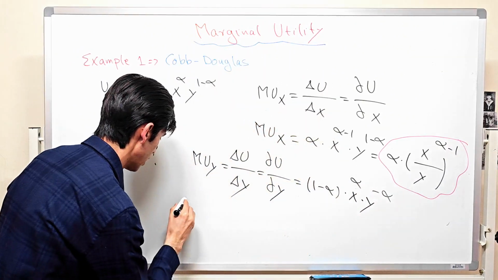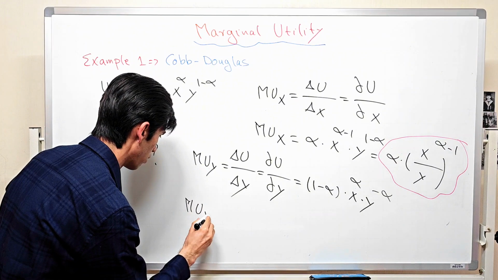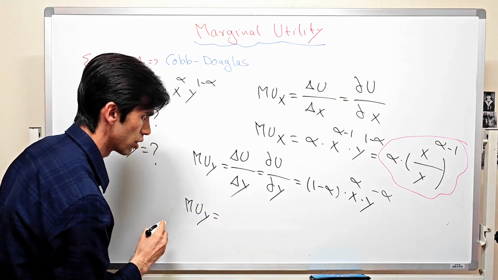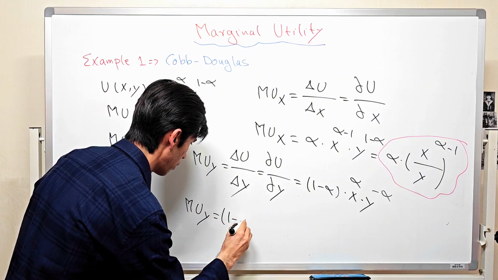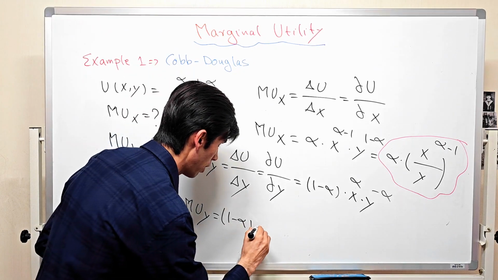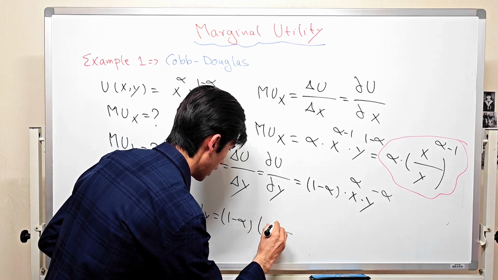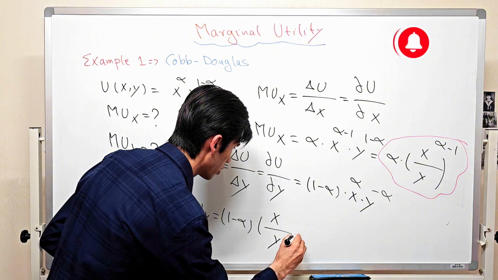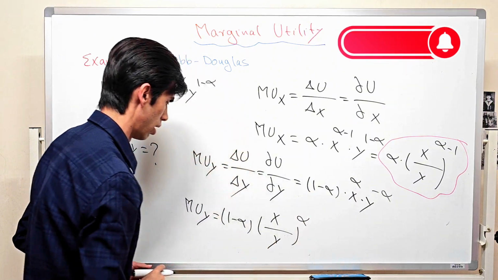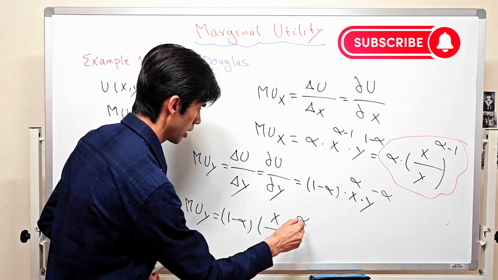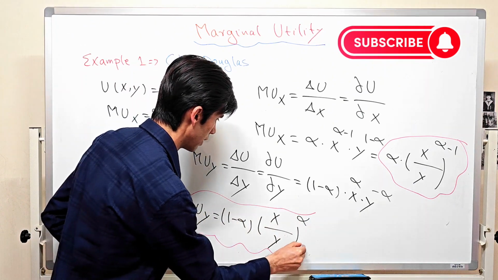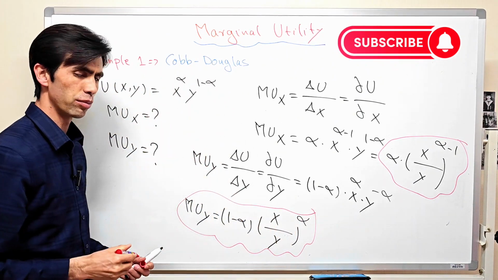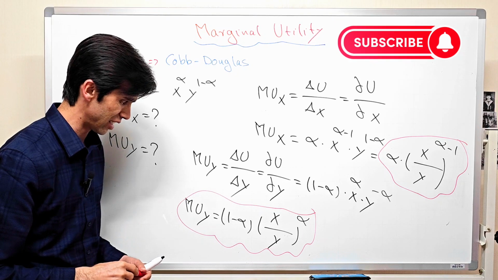And finally, the marginal utility of y will be equal to 1 minus alpha. You can further simplify it, and we can write it down as x divided by y to the power of alpha. So this is the marginal utility of y that we have for this typical Cobb-Douglas utility function.